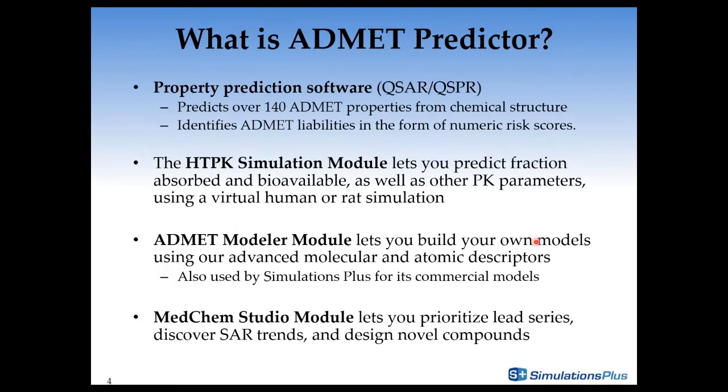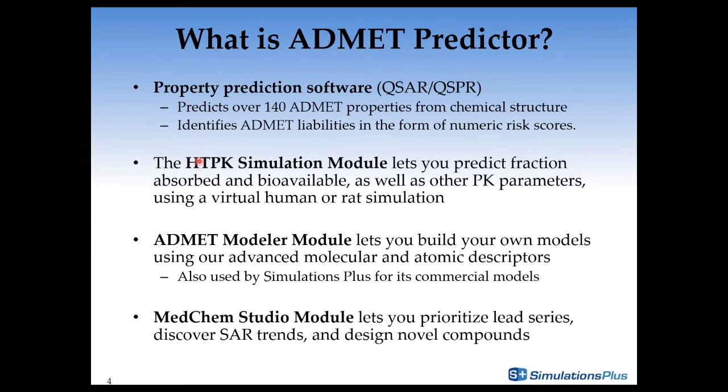Okay, so what is ADMET Predictor? The primary functionality is property prediction. Currently, the software predicts more than 140 ADMET properties from chemical structure. It also identifies potential ADMET liabilities in the form of numeric scores that we call risks.